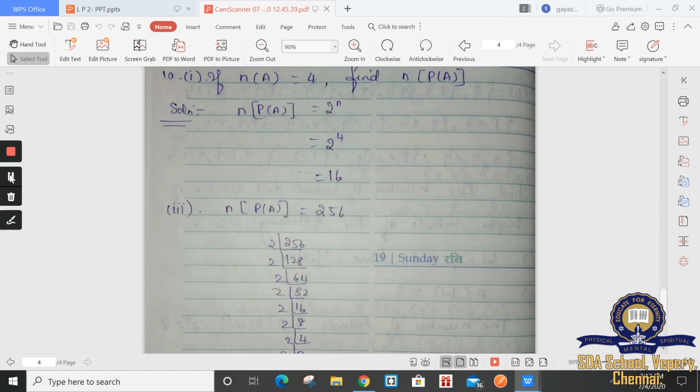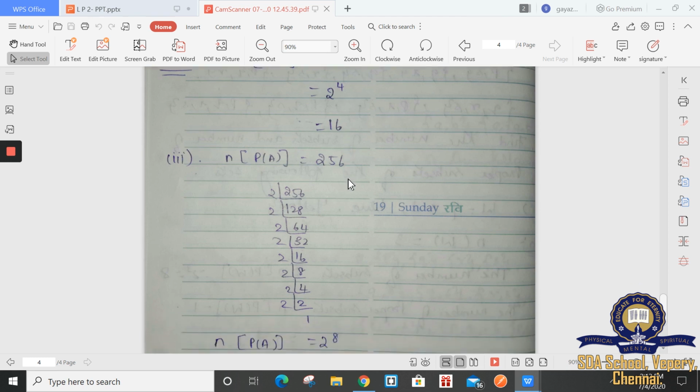Let's move on to the next sum. Tenth sum, first subdivision. What is given to me? n of A is 4. I have to find n of P of A. Again, my formula is very simple. What is my n of P of A? It is 2 power n, so n is replaced by n of A. What is my n of A given to me? 4. So what is my 2 power 4? It is 16.